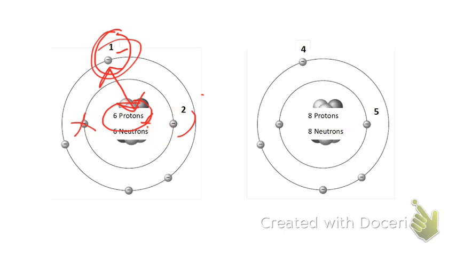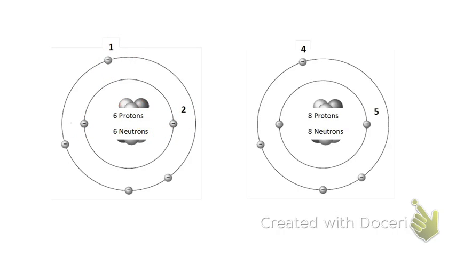Now, let's compare electron 1 and electron 4. Out of these 2 electrons, do they experience the same shielding effect? The answer is pretty close, and that is because they both have 2 core electrons.